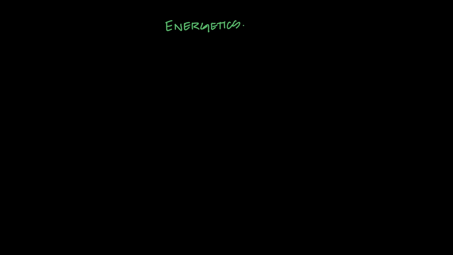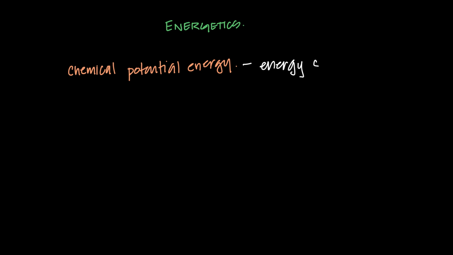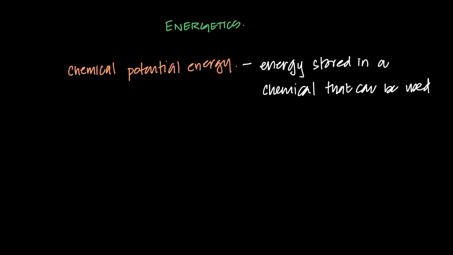So chemical potential energy is, I should give you that term also. Now you've heard of gravitational potential energy. Gravitational potential energy is the potential energy because of the position of a body in reference to the center of the earth. Chemical potential energy is really the energy stored. It's potential because you can't measure it, but it's the energy stored in a molecule or ionic compound, in a chemical, that can be used to do work.